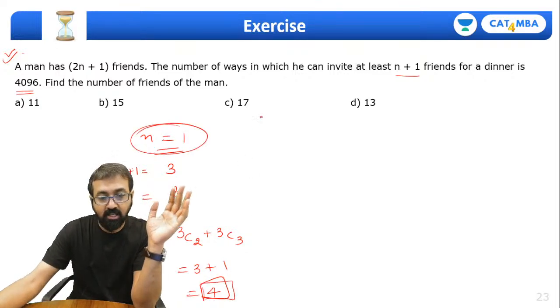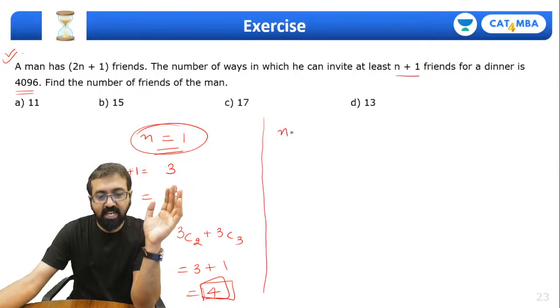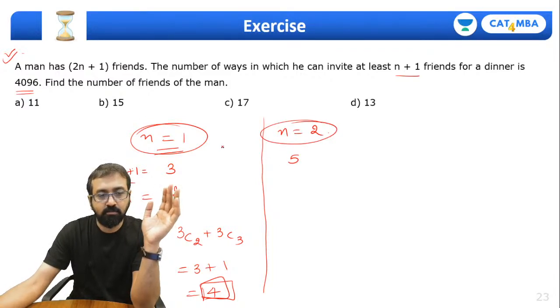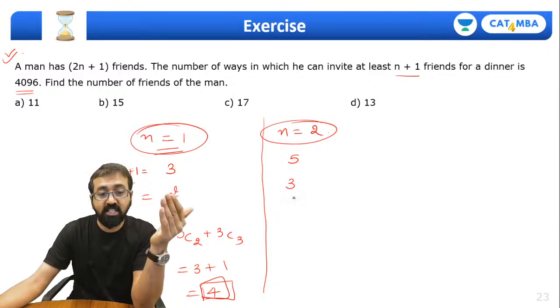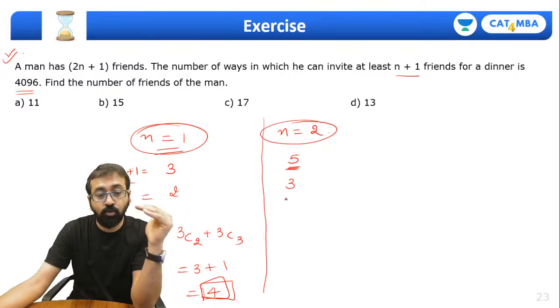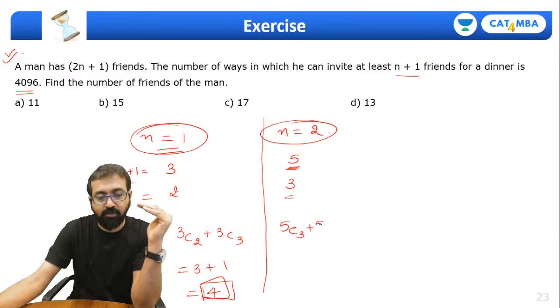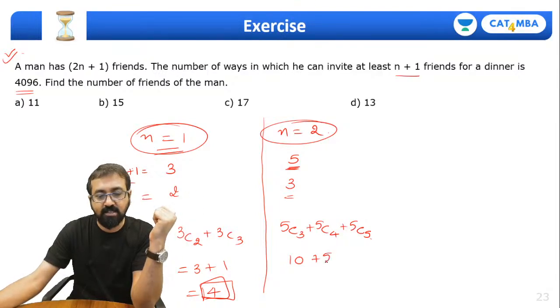Please understand. Okay, let's do another thing. If I take n equal to 2, what will be 2n plus 1? Can I say 2n plus 1 will be 5, right? And what will be n plus 1 over here? N plus 1 will be 3, because 2 plus 1 is 3, correct? So now he has 2n plus 1 friends, so he has 5 friends, and he wants to invite at least n plus 1 friends, that is 3 friends. So it can be done in 5c3 ways or 5c4 ways or 5c5 ways. What is 5c3? It's 10. What is 5c4? 5c4 is equal to 5c1, so it's 5 ways. And what is 5c5? It's 1 way, so this will come out to be 16.